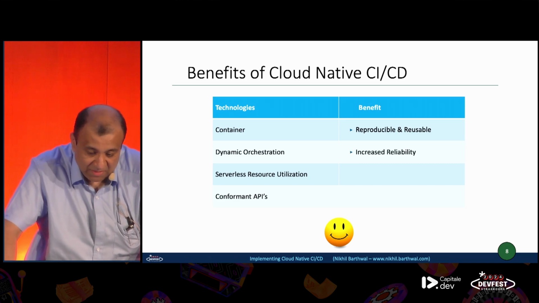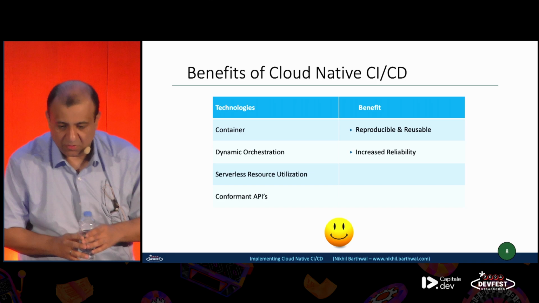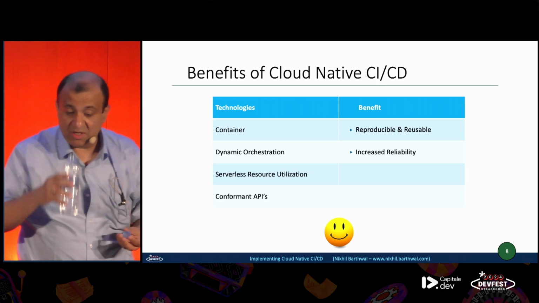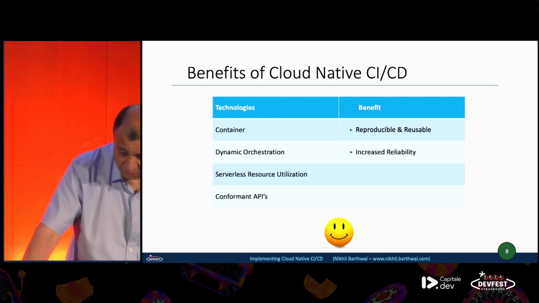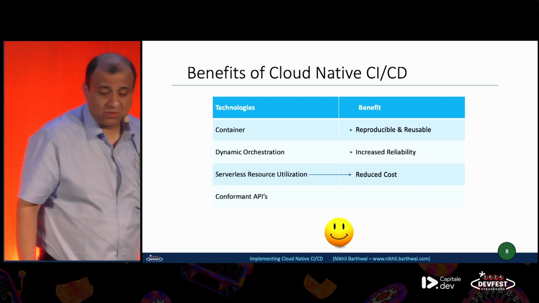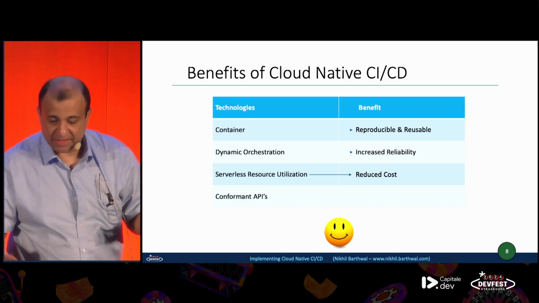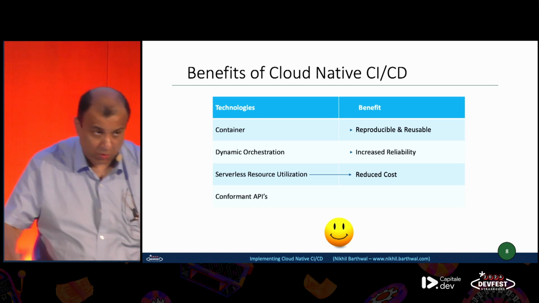Then I talk about dynamic orchestration. At scale, things fail. So reliability is a key concern. Dynamic orchestration gives me increased reliability. Serverless resource usage, right? The reason why I want serverless resource usage is reduced cost. I'm talking about operating at scale. If I have all these resources always on, it's going to be quite expensive. So I want to reduce the cost.